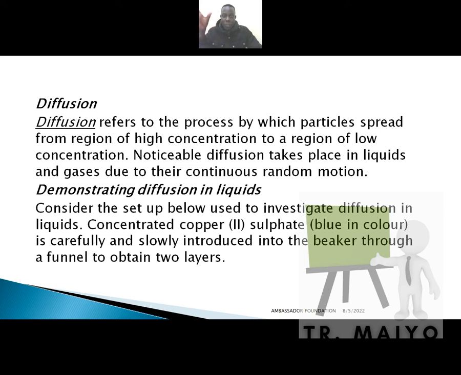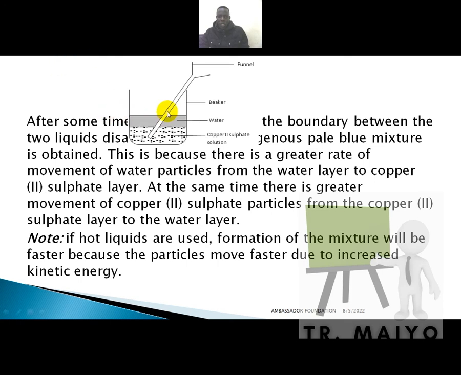In liquids, it's very simple. You can put copper II sulfate in one corner using a straw. Let me just show you here. You use a straw like this one. You place it down, then you don't stir. Allow the particles to diffuse. After some time, the whole of the contents in the beaker will be a blue solution. Why? They have diffused.